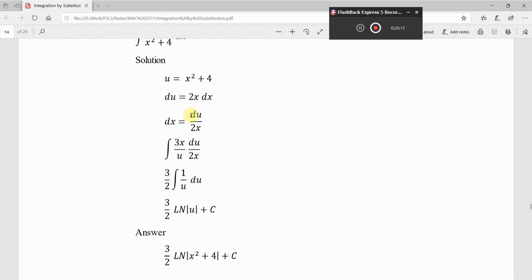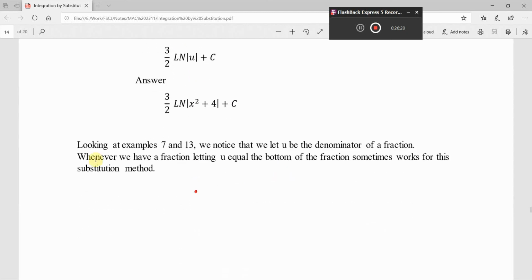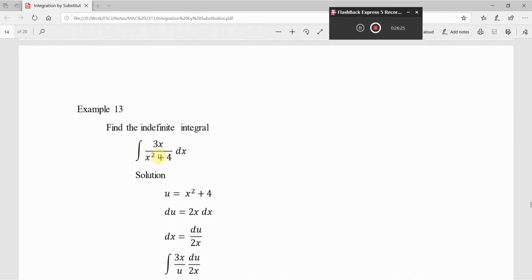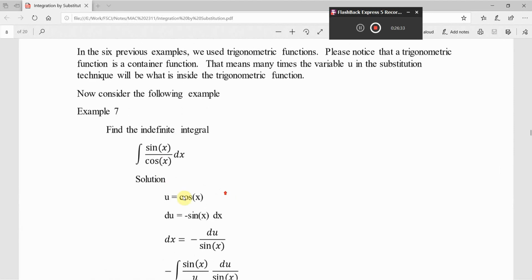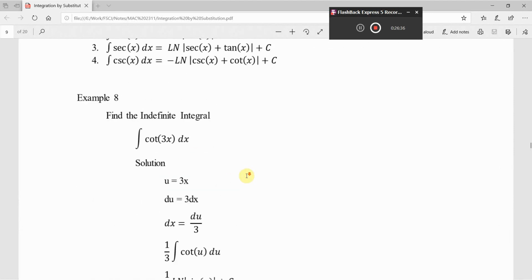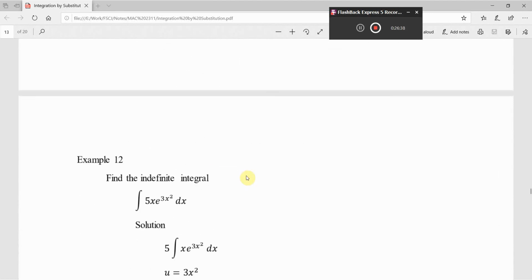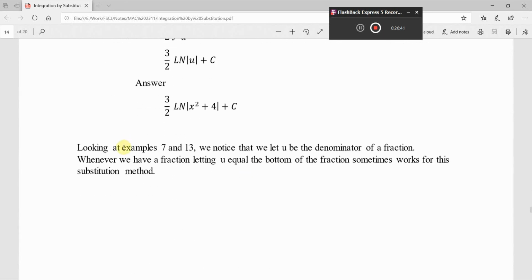So any questions on it? All right, so looking at example 7 and example 13. So 13 was this one. Notice the x squared plus 4 is on the bottom. And if I go up to 7, 7 was the one where we had a cosine on the bottom. So looking at examples 7 and 13, whenever we have fractions, a lot of times we're going to let u equal the denominator of the fraction. And that sometimes will work for our u substitution.